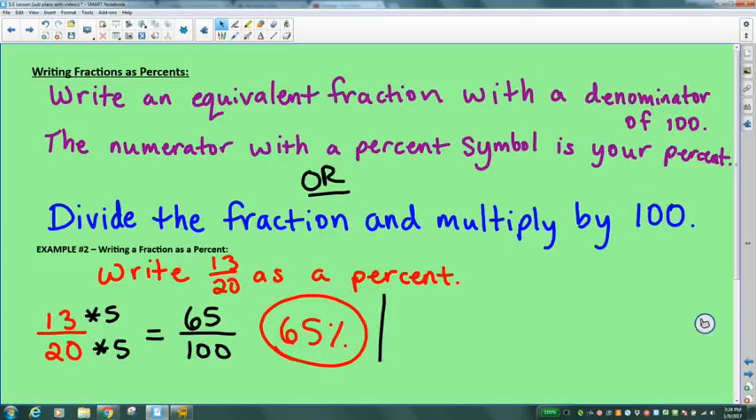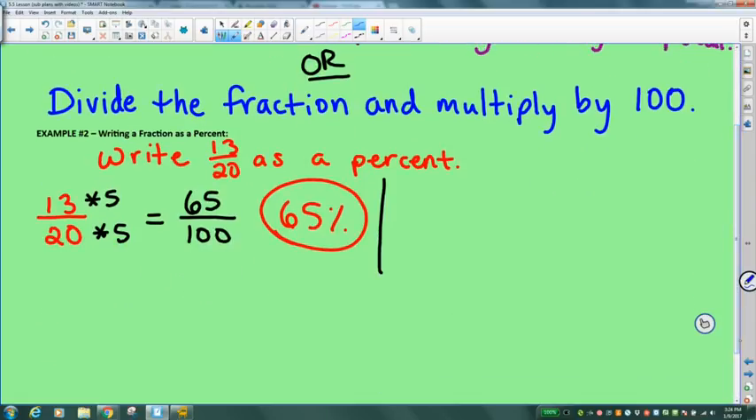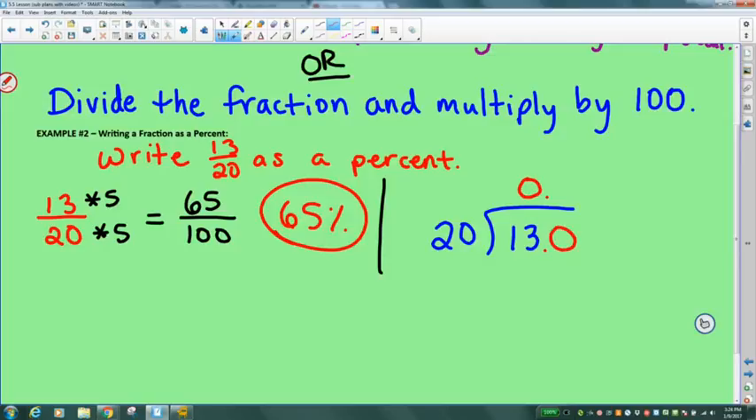If I chose to use Mr. Banish's method, I would simply have divided the fraction and multiplied by 100. So 13 divided by 20, keep in mind, the numerator goes inside the division problem, and the denominator comes outside. Does 20 go into 13? No, it does not, 0 times. So I go ahead and bring my decimal up, and add a 0.